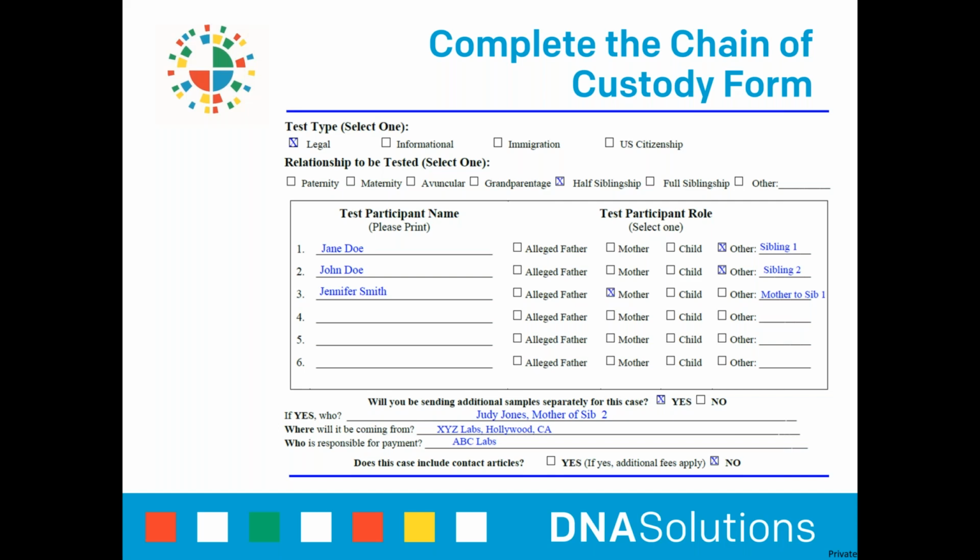If it is coming from somewhere other than your office, you want to provide the party responsible for payment. This is not a field where you need to put who paid you. We simply need to know which site DNA Solutions needs to bill for the case.